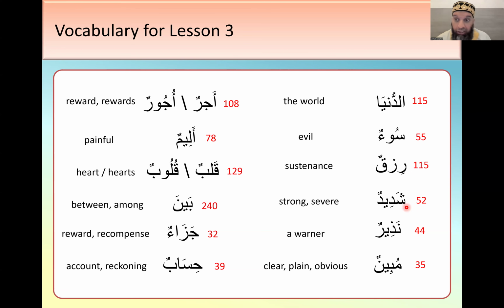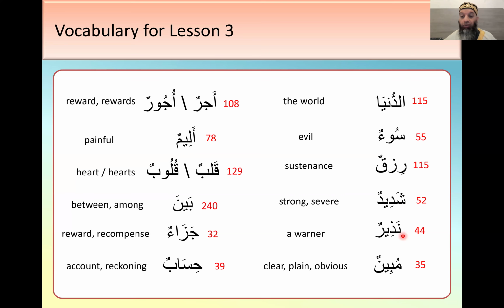Shadid. Shadid. Right. This sounds like what it is. Shadid. Strong. Yeah. That's why, in tajweed, you have that little W, shadda. What happens with a shadda? You're emphasizing and strengthening that letter. Yeah. Allama. You're saying it double. Shadid is strong.